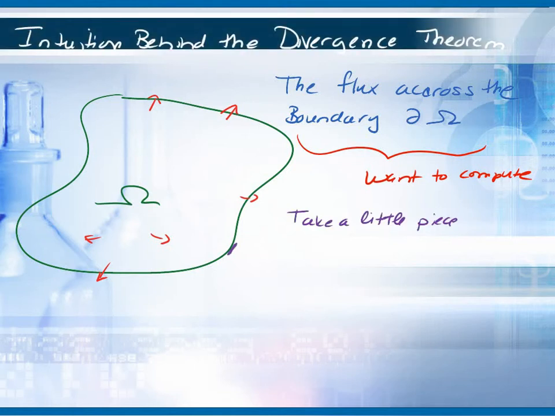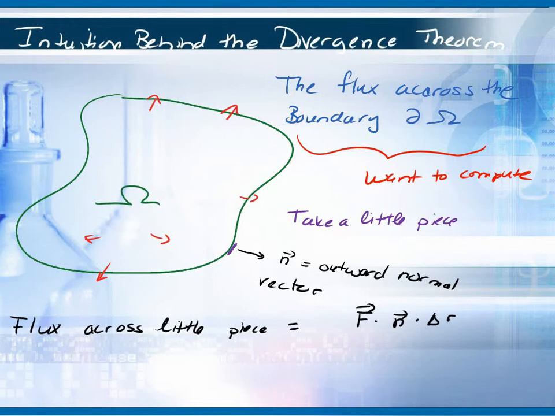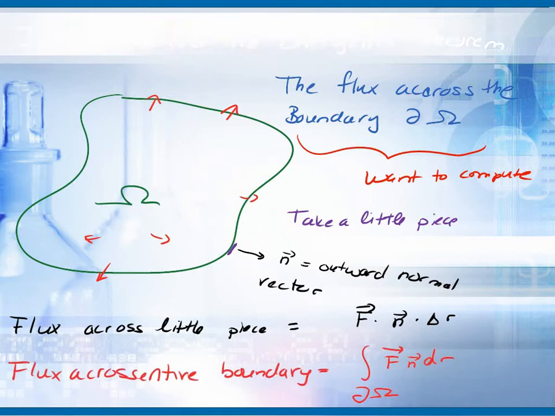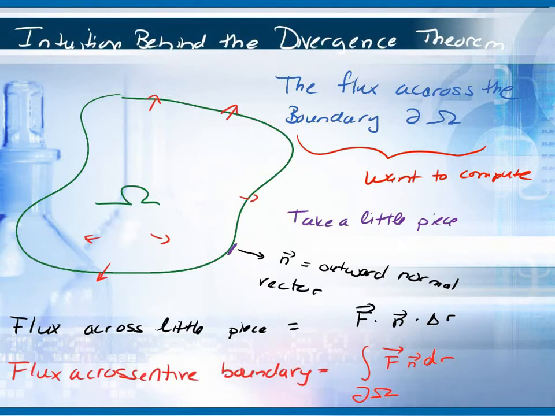And just like anything else in calculus, you take a little piece first, and you analyze how you do this with a little piece. So the first thing you want to look at is the outward normal vector, which is standard in looking at these problems. And it turns out that the formula for the flux across that little piece is the vector field dot the normal vector times the length of that little piece, that's delta r. So if that's the little piece, then you add them all up all the way across so you get an integral, and you're really integrating over the boundary and taking this F dot n dr now instead of delta r.